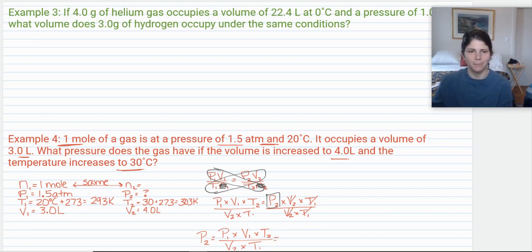So I'm just going to plug in. My initial pressure is 1.5 atm. I will always put my units in because I like to cancel out units. It's one of my things. And I hope you'll put your units in there too. The V1 is 3.0 liters.